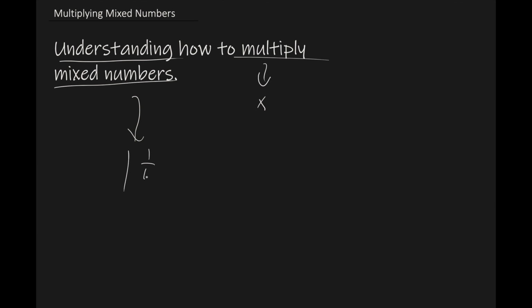We have 1 1/4, which is a mixed number because it's mixing a whole number and a fraction. And 2 2/3, right, is also a mixed number because it's a whole number and a fraction. Today we're going to be doing problems like 1 1/4 times 2 2/3. We're going to be doing problems like that. So that being said, let's go ahead and get started.